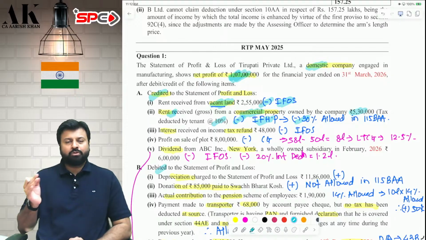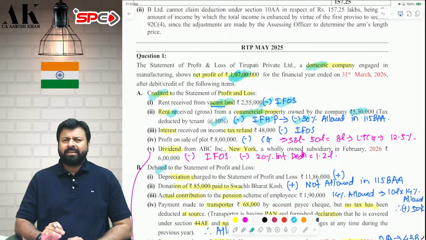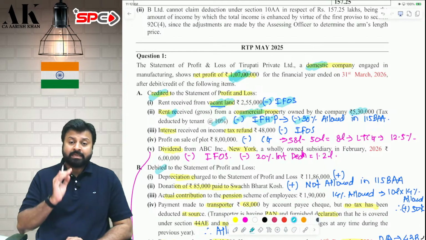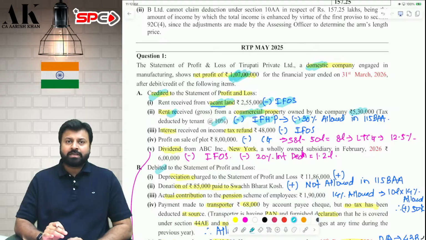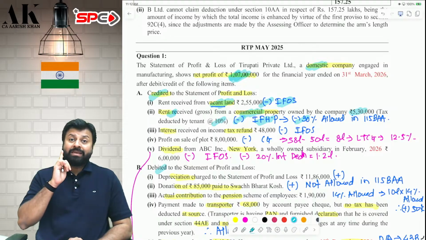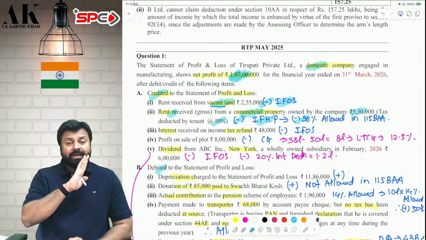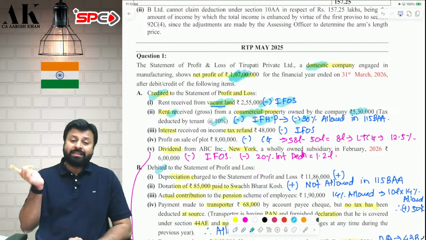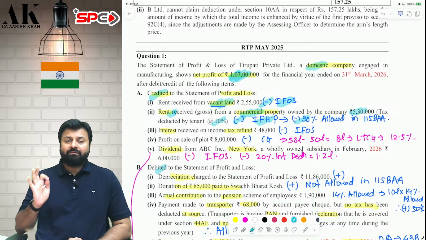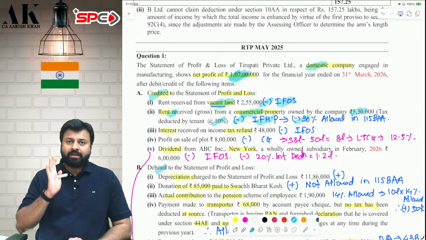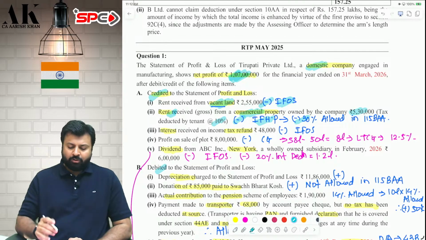Now the question will come to some of your mind that whether we get a 30% standard deduction in 115BAA. The answer is yes. In 115BAA, 30% standard deduction is allowed. In 115BAB, it is not allowed. In 115BAB, the rent is directly taxable. But in 115BAA, you get the standard deduction and municipal tax deduction also. I hope it is clear to all of you.